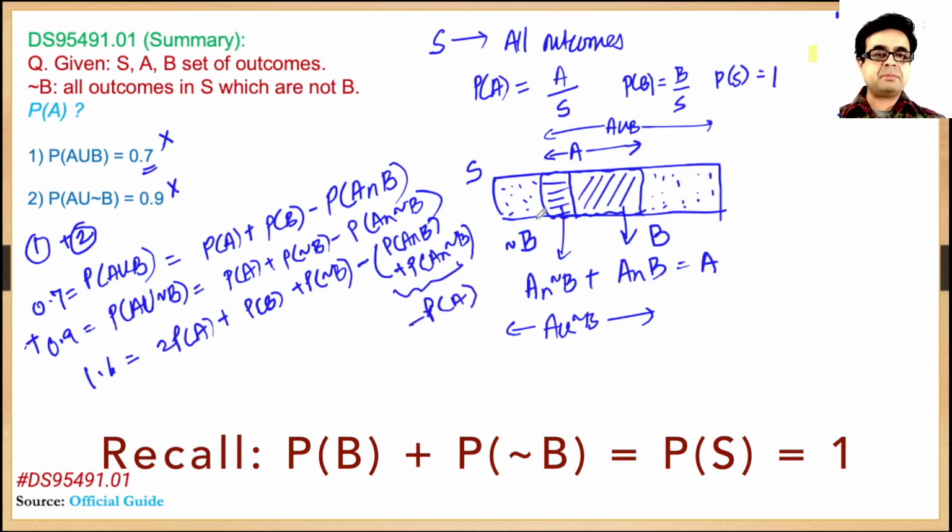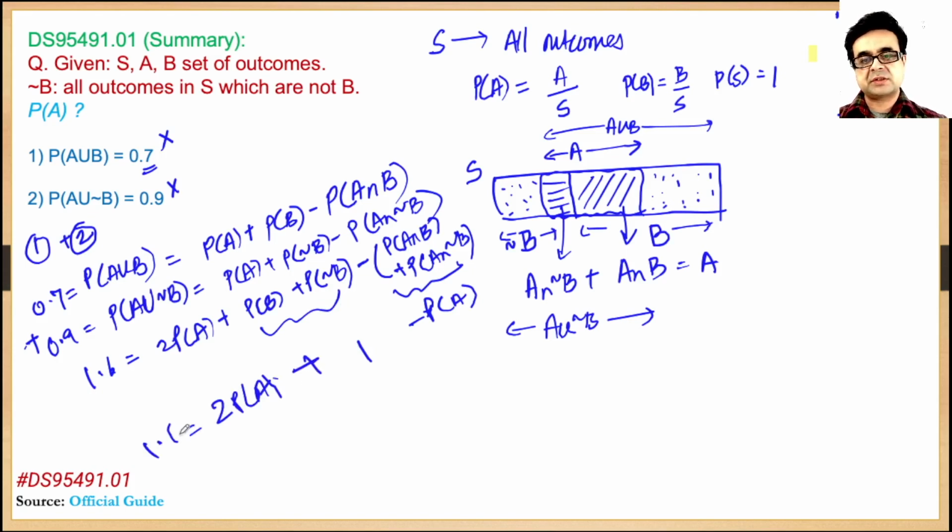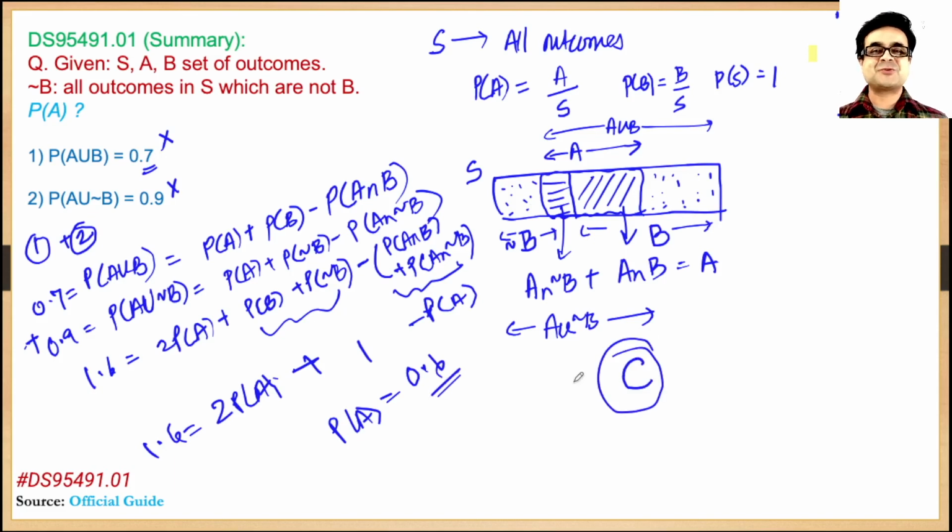We also know that B and tilde B together is nothing but the probability of S, which is 1, because as you can see here, this was my B and this was my tilde B. When I combine B and tilde B, it gives S, and probability of S is 1. So this quantity here is 1, and I have 2P(A). We can keep it as is. This is 1.6. When you solve this, this gives you P(A) equal to 0.6, which is sufficient to answer the question. Hence, the answer to this question is C, statements 1 and 2 together are sufficient to answer the question.